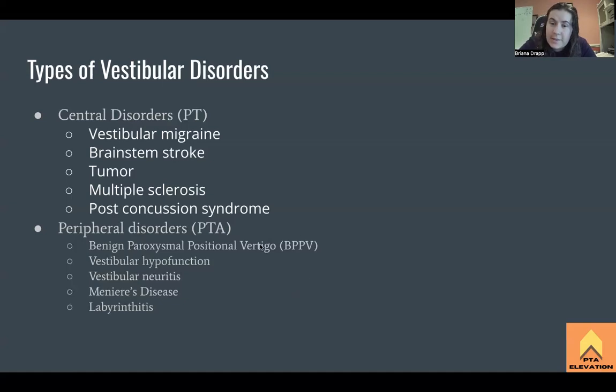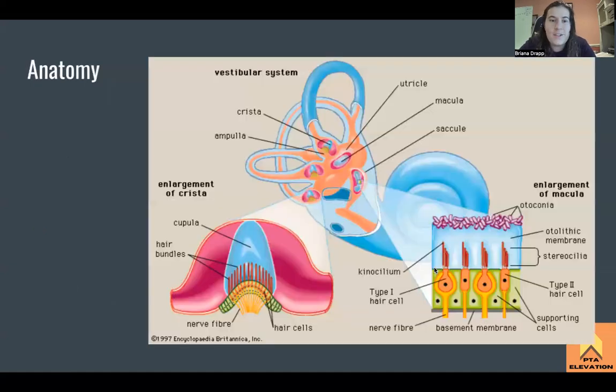For the purpose of this lecture, we will be focusing primarily on BPPV because 90% of the time, if you're treating somebody with an actual treatable vestibular disorder, it's going to be BPPV. So let's get into it. Let's talk about the anatomy of the inner ear.